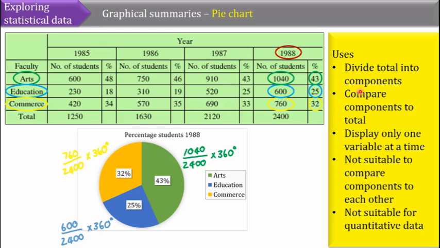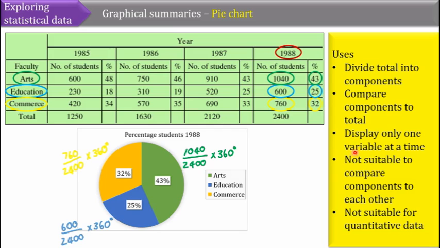When it comes to the actual uses, obviously a pie chart divides the total into different components. So here I have a total of 2,400. This is the number of registered students every year for 4 years. In 1988 we had 2,400 split between 3 faculties, and this is how that division looks. Those 3 components. The pie chart allows us to easily compare the components to the total. We can see here this takes up almost half of the entire total, whereas this takes up a quarter of the total.